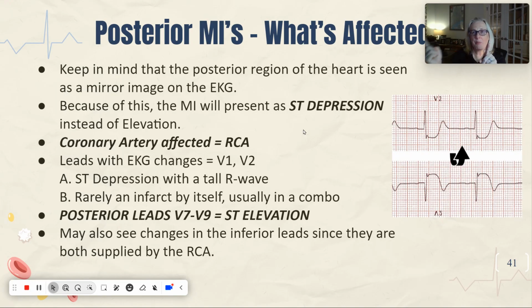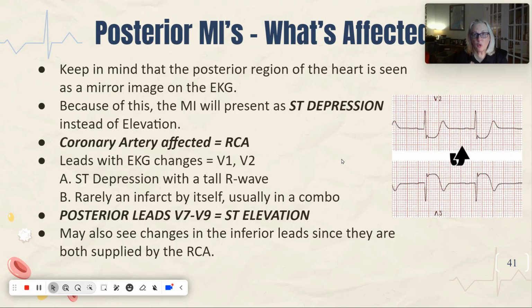As it wraps around the back of the heart. Okay, so this RCA in the back. You'll see leads with EKG changes in V1 and V2, and you will see an ST depression usually with a very tall R wave. So big QRS. It's rarely an infarct by itself. It says usually it's in a combo with something else.